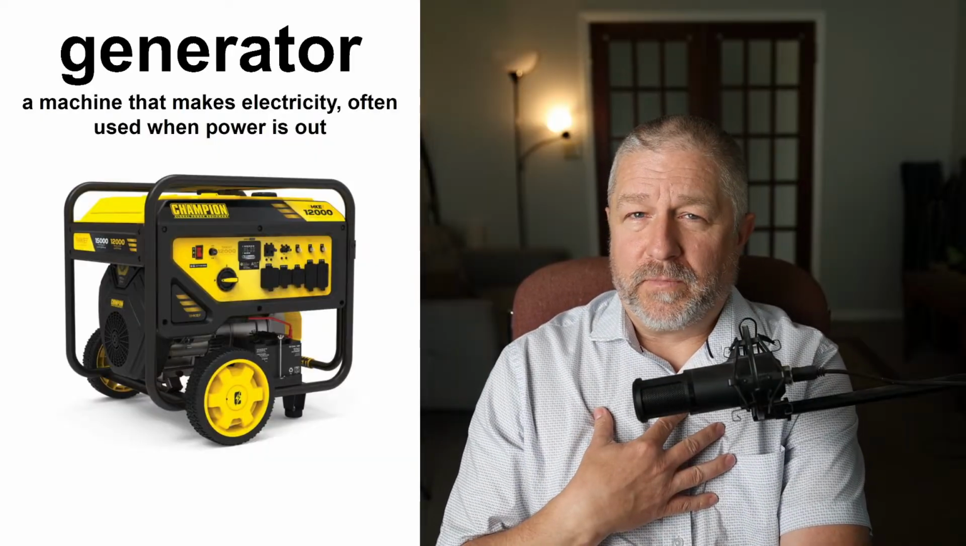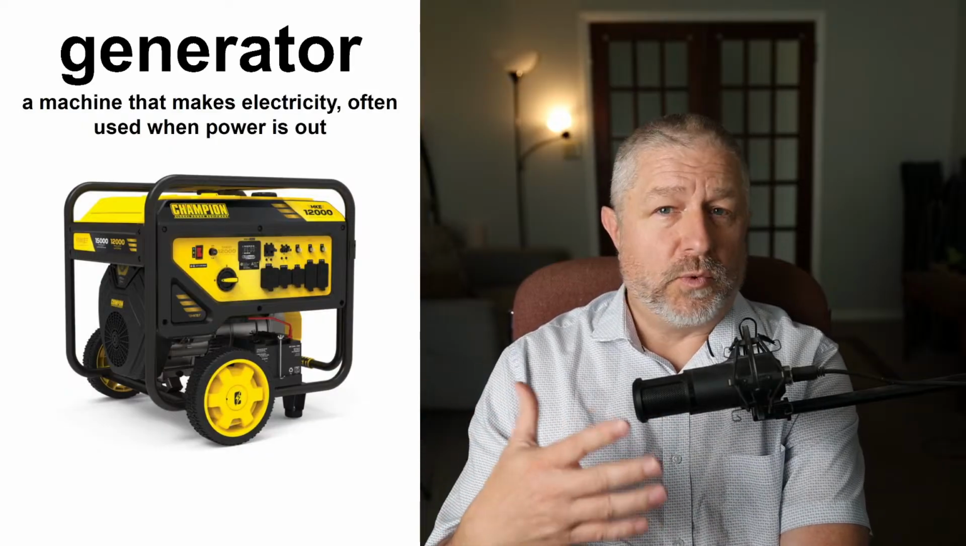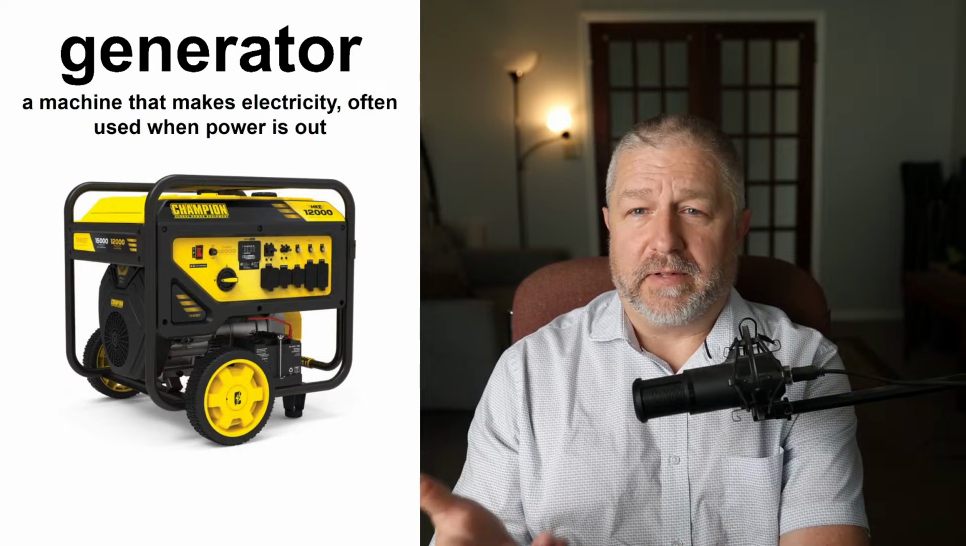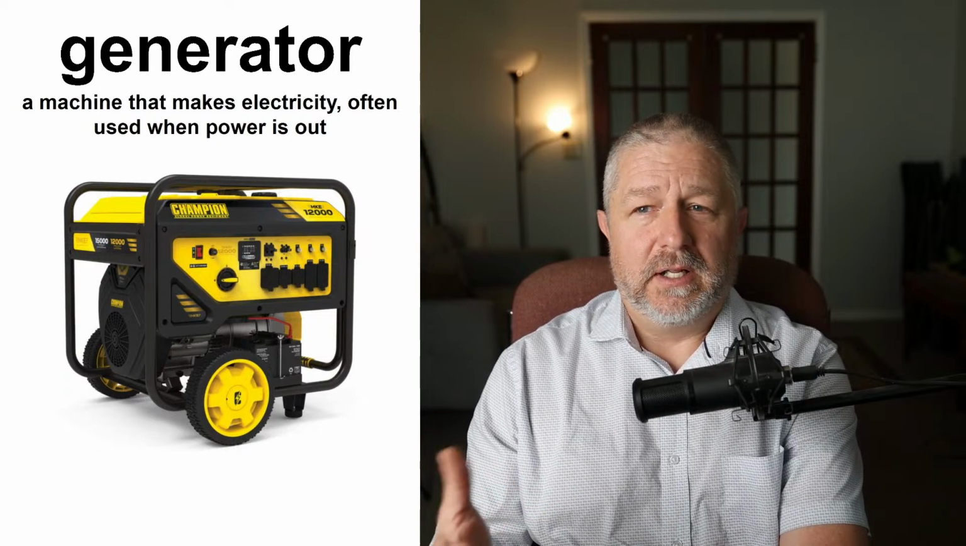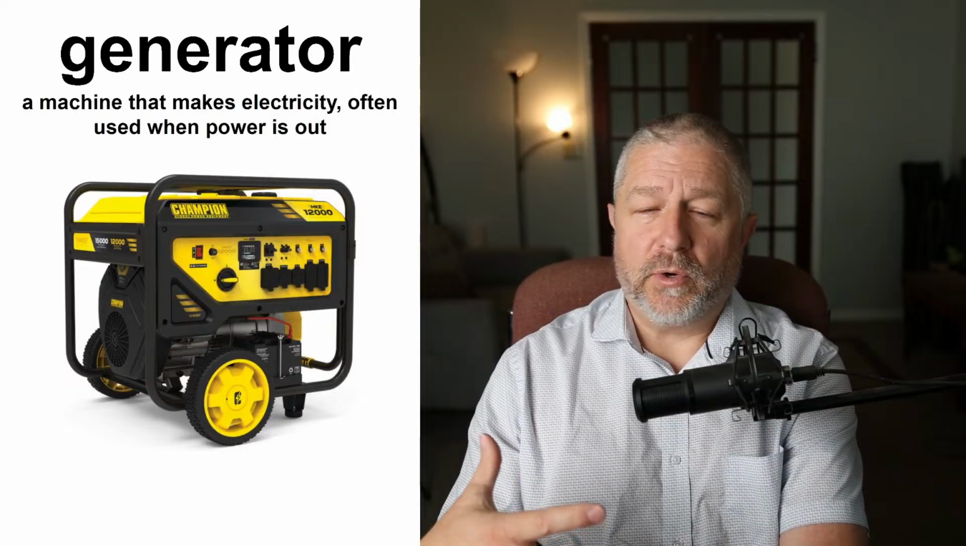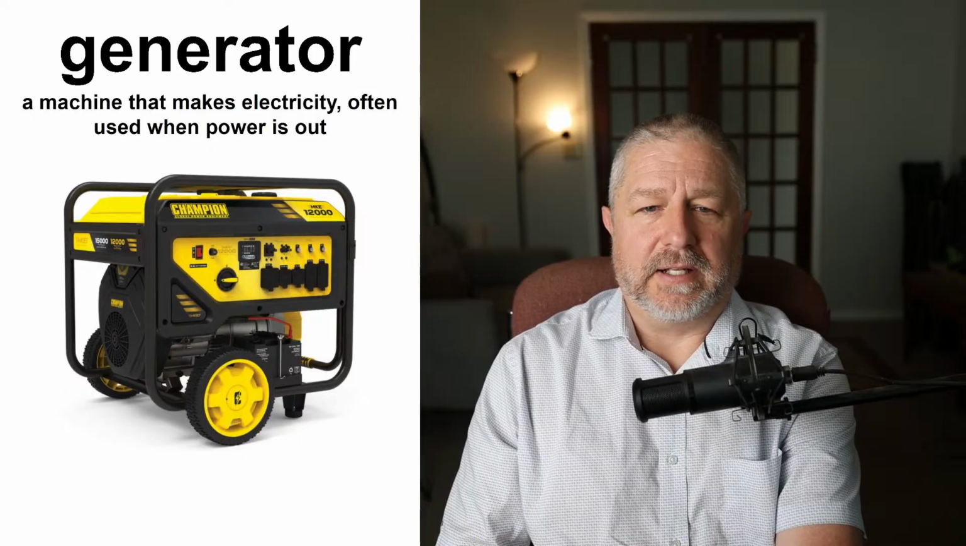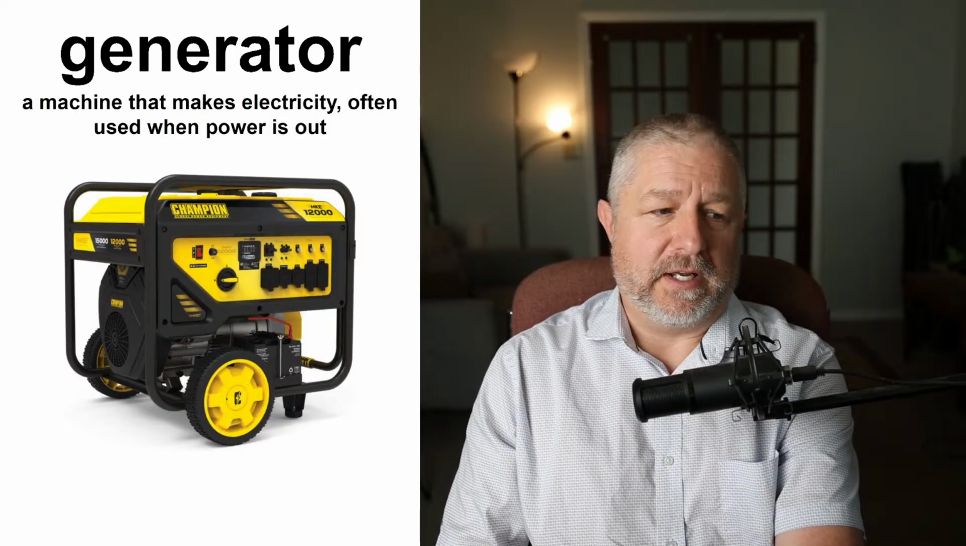Jen and I have a generator because the flower coolers have to run 24 hours a day during the flower season. So last year, we actually had a power outage for 12 hours. So we ran both coolers off the generator during that time so that we could keep the flowers nice and cold.